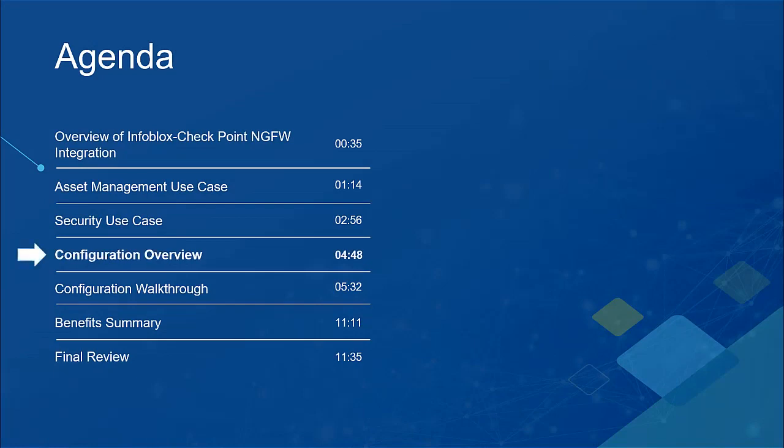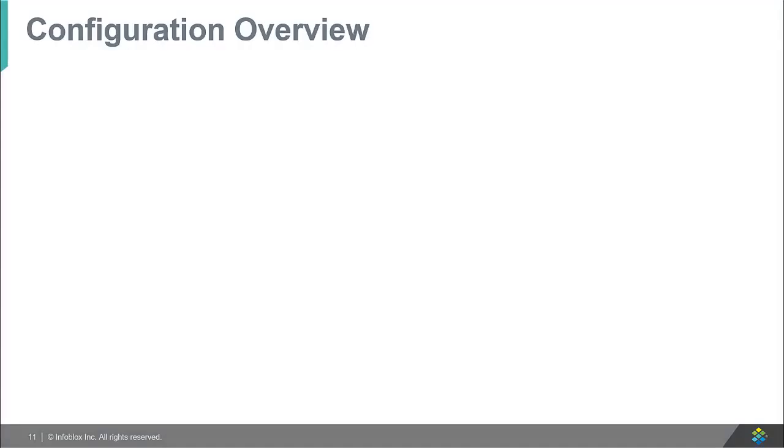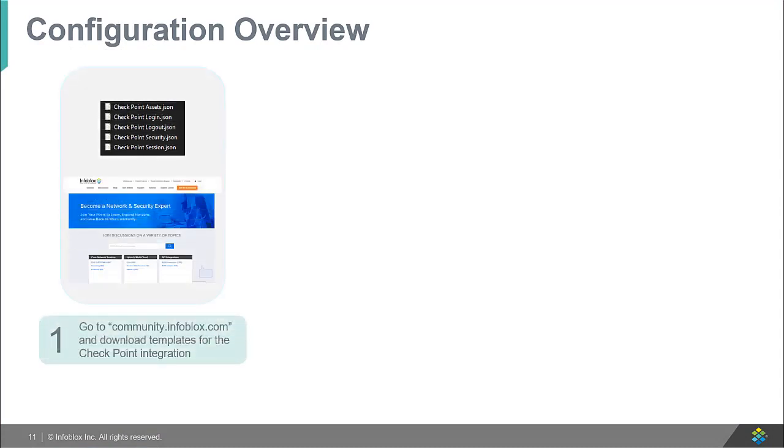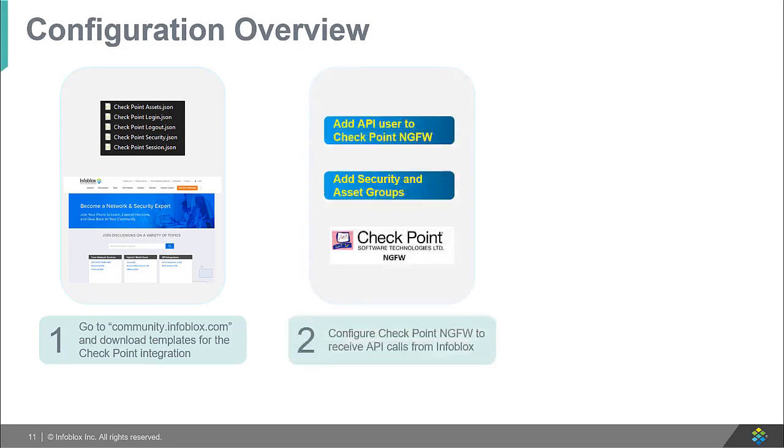Now we will go over a brief overview of how to set everything up. First, go to the Infoblox community website and download the templates that are required for the integration. Next, set up the Checkpoint next-generation firewall for the integration. Add an API-only user and add both asset and security network groups to the checkpoint device.